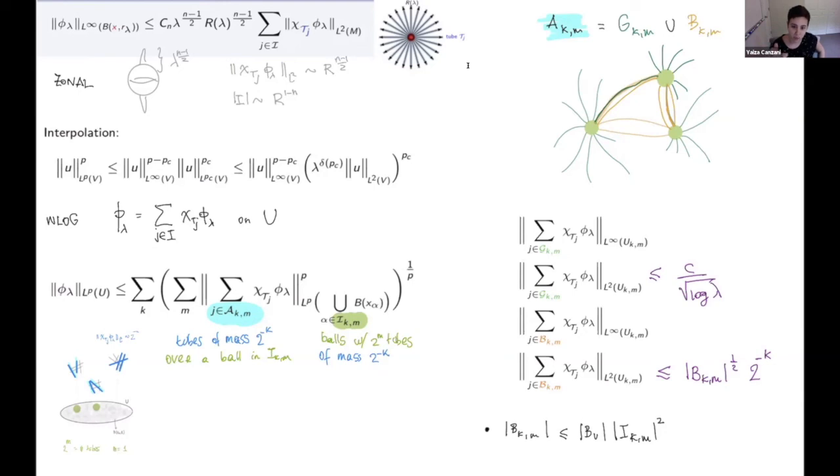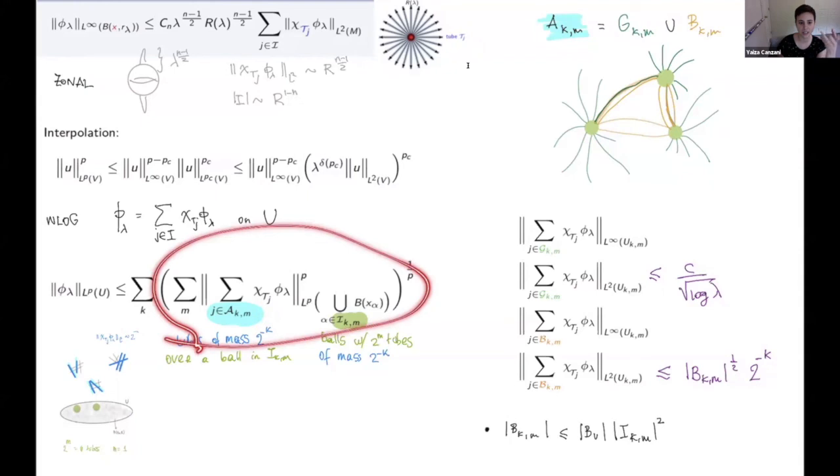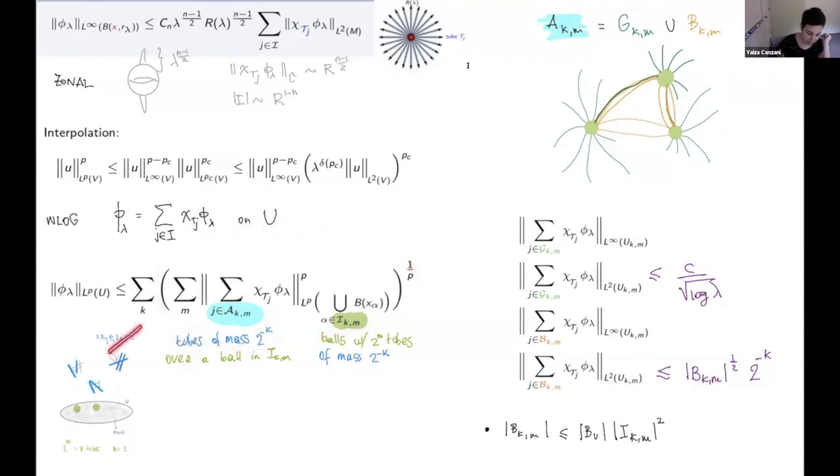But now what I'm going to say is that one can control the size of this set. One can control the number of balls with a given number of tubes of a given mass over them in an effective way. Now, when adding in K and M, it turns out that the indices that contribute to this upper bound, the ones that you cannot get rid of, are the ones that keep the pieces of your function phi lambda that look like a zonal harmonic. That is, the K's that matter when you are studying this upper bound are those for which the beams have the same mass as the zonal harmonic.